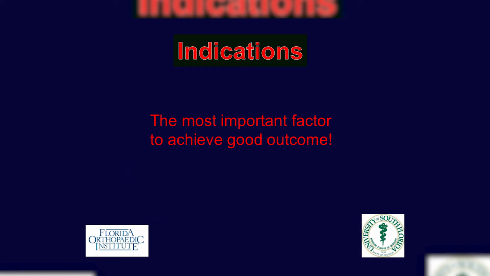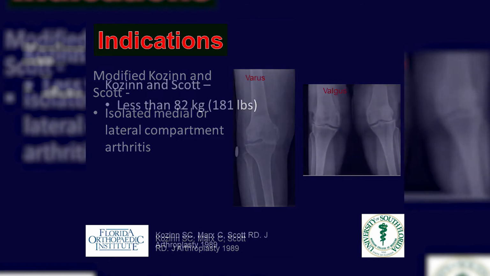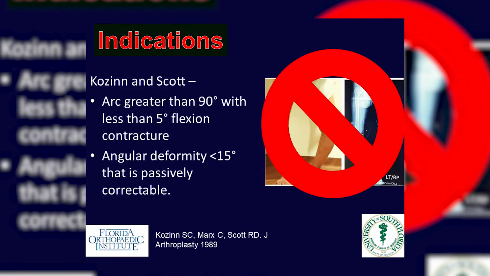I had the opportunity to work with Dr. Scott in fellowship. Just to talk about a few of the indications. So isolated medial or lateral compartment arthritis, as you can see here with a varus and valgus knee pattern. Weight less than 82 kilograms or 180 pounds. Arc of motion greater than 90 degrees with less than 5 degrees of contracture, and angular deformity less than 15 degrees, which is passively correctable.